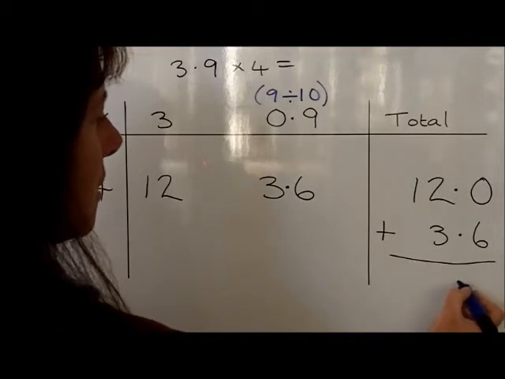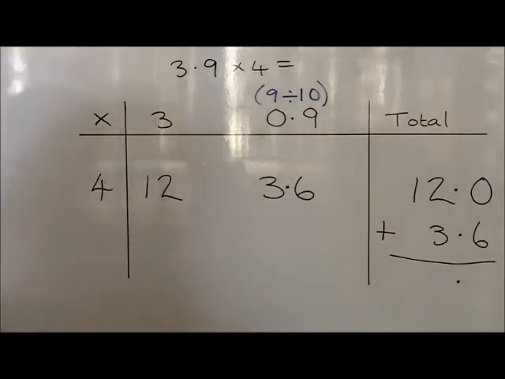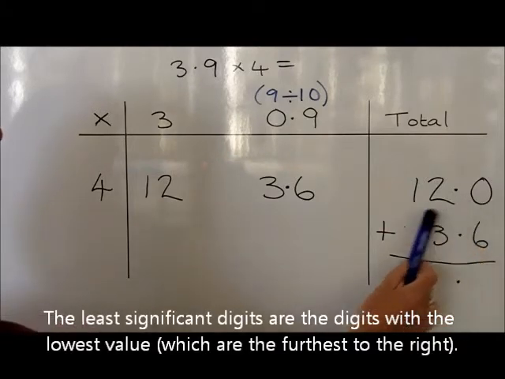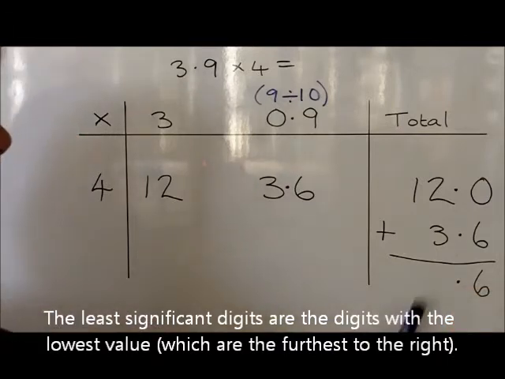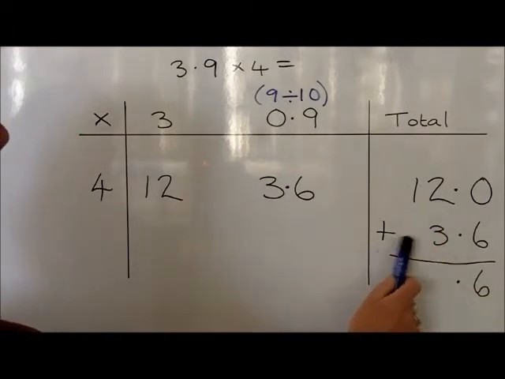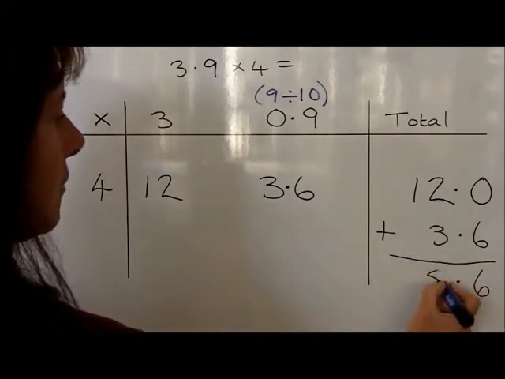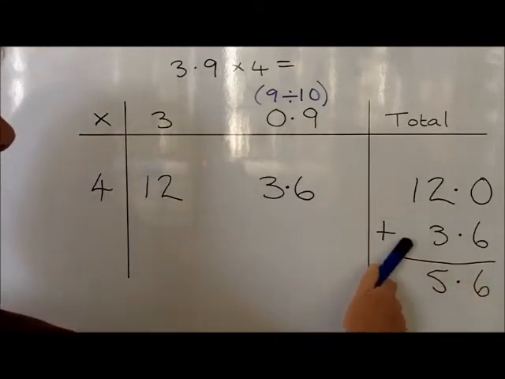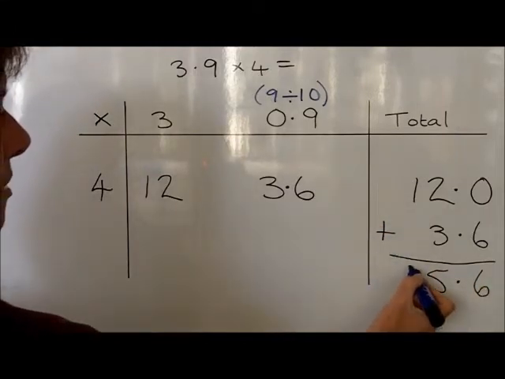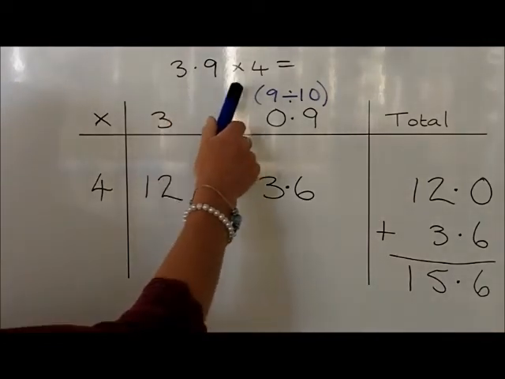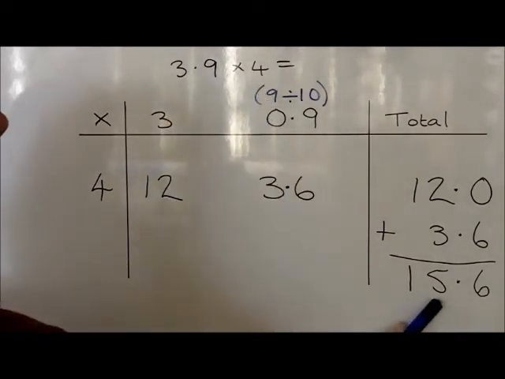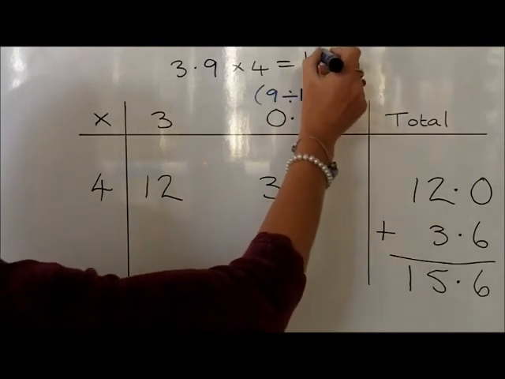We bring down the 0 to help do the addition, and then start off with the least significant digit, looking at 0 tenths plus 6 tenths, which are 6 tenths. Now add up the units, and we've got 2 plus 3 is 5. And then the 10 plus 0 is a 10, which we write as a 1 in the tens column. Therefore, 3.9 times by 4 is equal to 15.6.